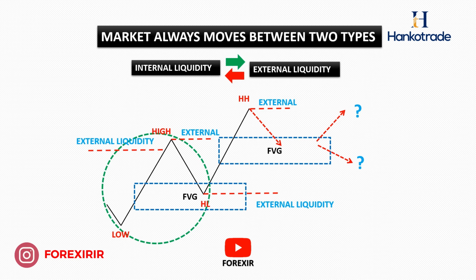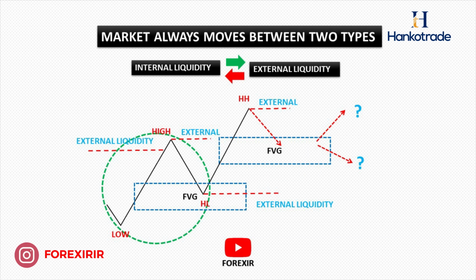If we examine the schematic figure provided, it illustrates a rally wave moving upwards, sweeping the external liquidity accumulated above the previous high. Following this, the price shifts towards internal liquidity, as indicated by the fair value gap, to fill the gaps left behind from internal liquidity. The price then transitions back to the external phase, moving from the fair value gap to external liquidity by clearing liquidity above the previous high.